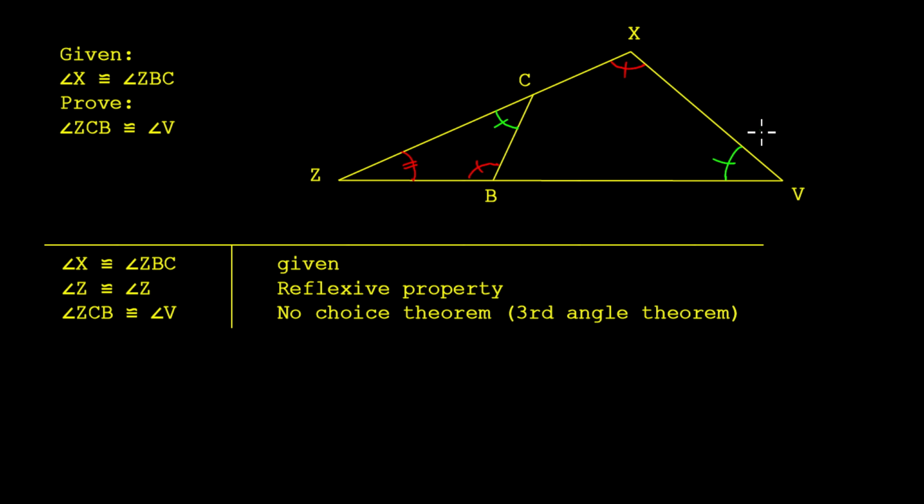Thus the no choice theorem, or you can think if these two single mark red angles are congruent, and then this second angle with double marks is congruent, these third angles in these triangles have to be congruent because triangles add up to 180 degrees. Thus there is no choice but for the third angles to be congruent. And that is our proof.